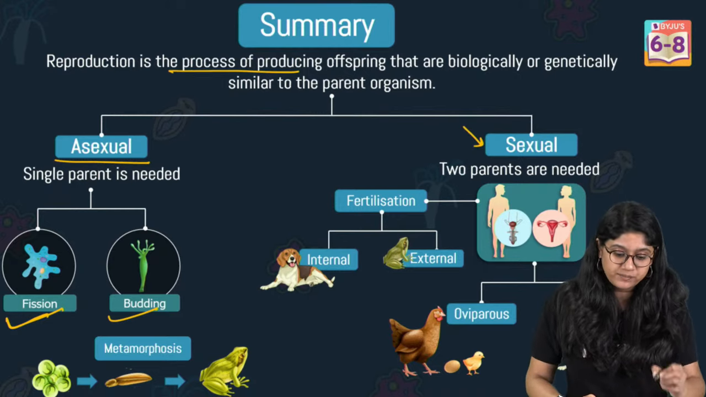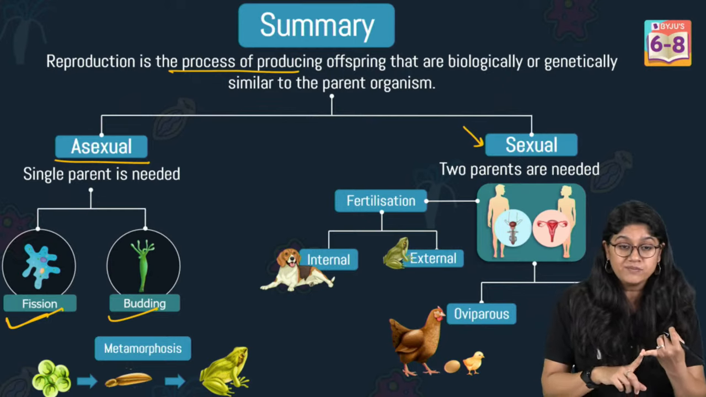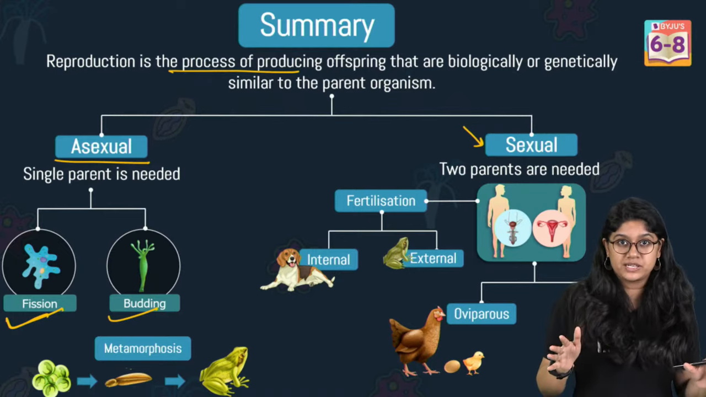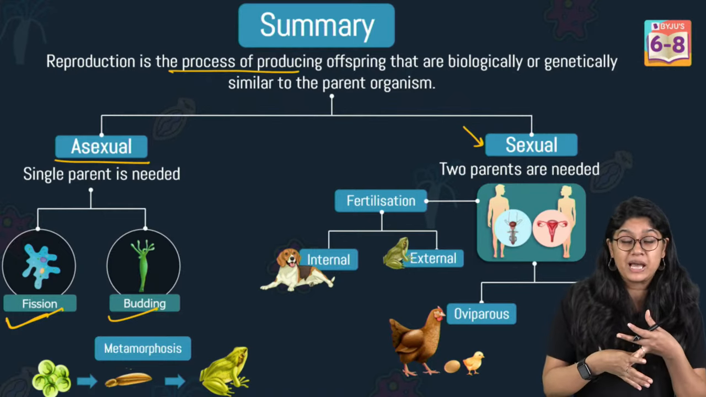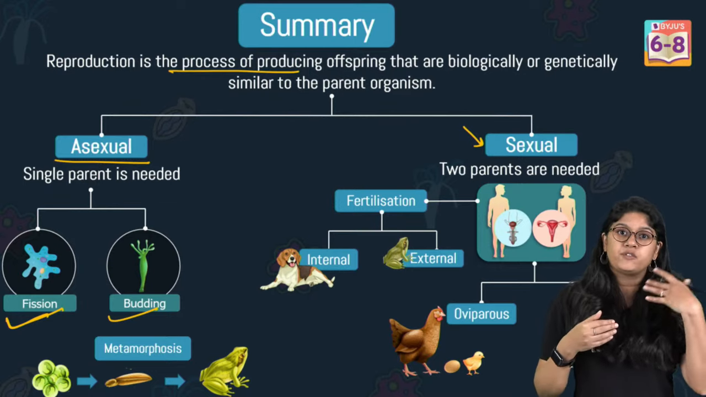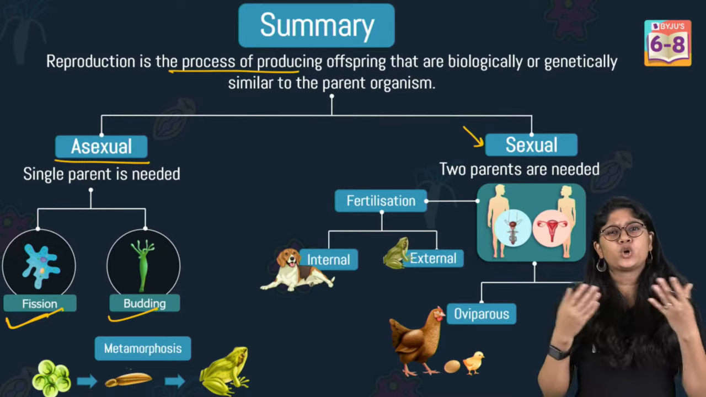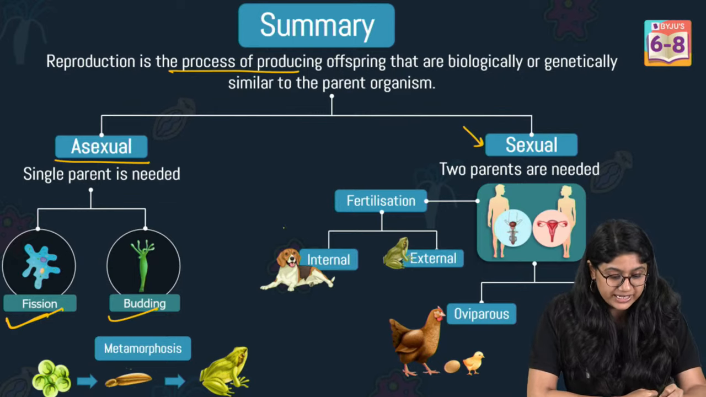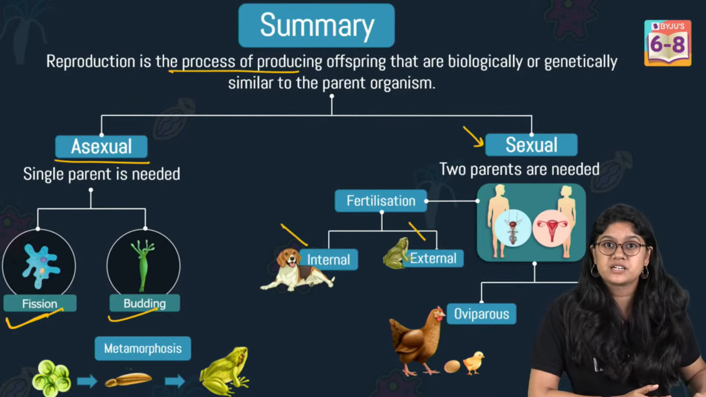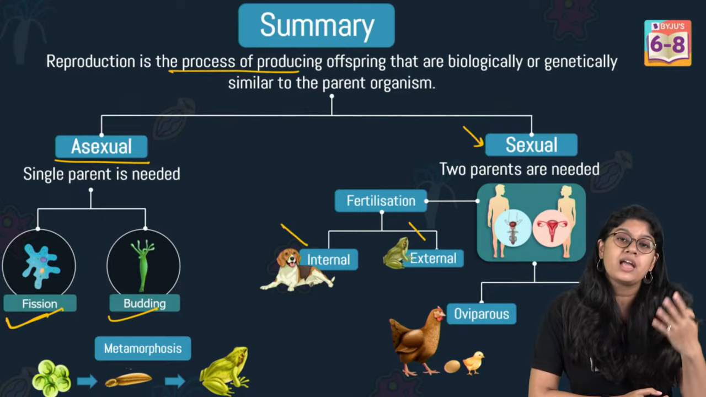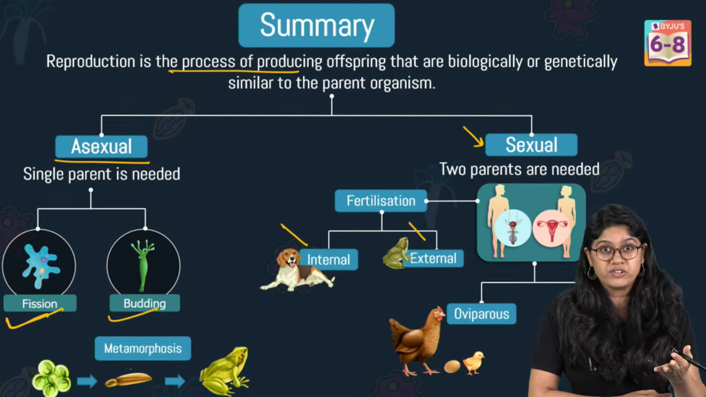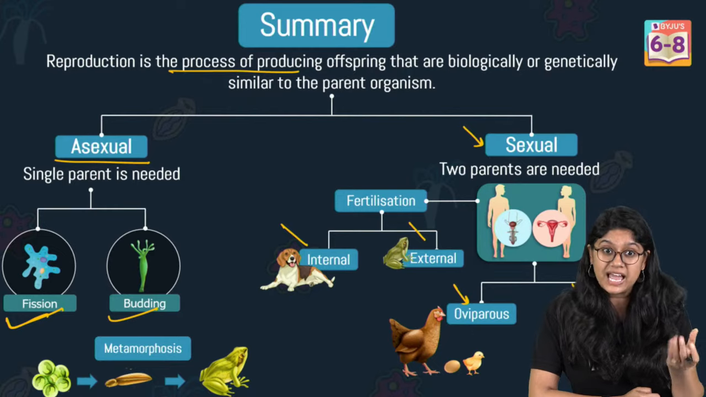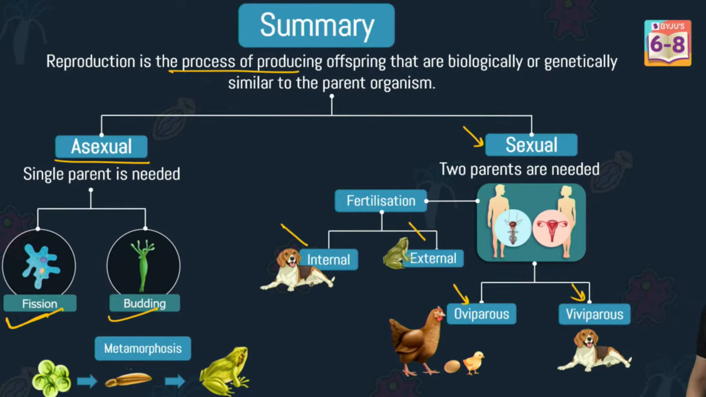Then we have sexual reproduction. We discussed the male and the female reproductive system. Sperms are the male germ cells or the male gametes. Ovum is the female germ cell. We see the fusion of the male and female gamete happening and we call it fertilization. After fertilization, we have the zygote and the zygote will grow into a fetus. Then we discussed the internal and the external fertilization. Internal fertilization happens inside the female's body and external fertilization happens outside the body of a female. Then we have oviparous animals and viviparous animals. Oviparous animals lay the eggs and viviparous animals give birth to the young ones.